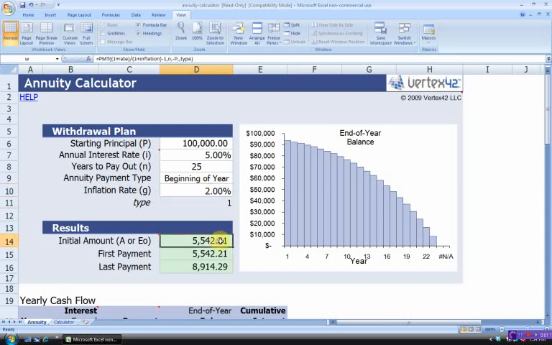So now you can see that we have some results over here. First of all, we have our initial payment, and that's going to, in this case, correlate with the first payment. So that's going to be the size of the first payment, and right below that we have the size of our final payment. The final payment is obviously larger than the first payment because of inflationary increases. We also have a graph over here to the right that shows how your balance will decrease over the schedule of your annuity.